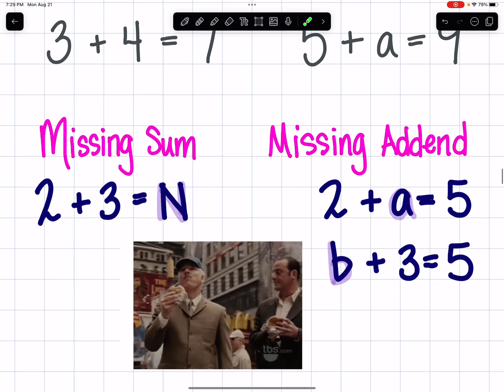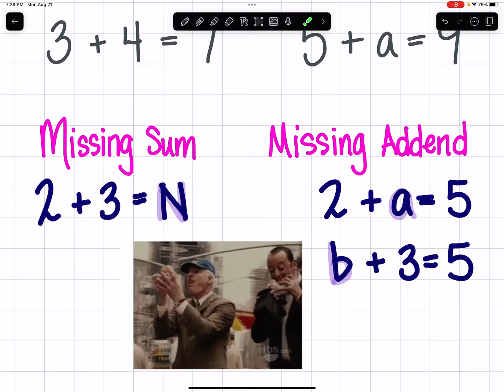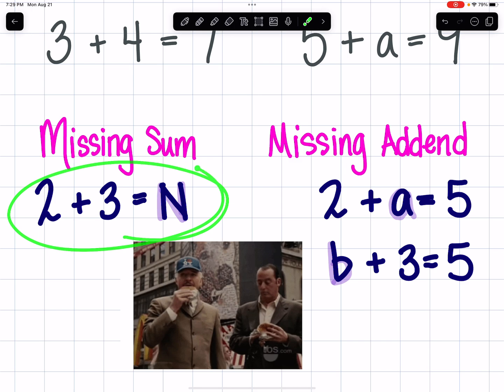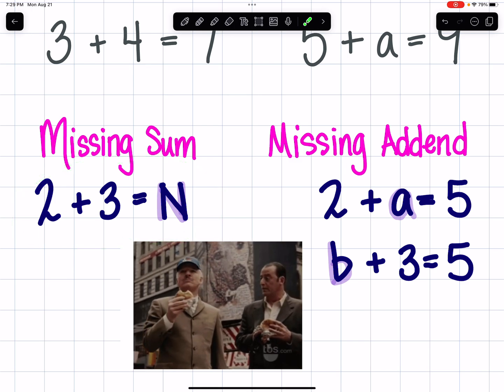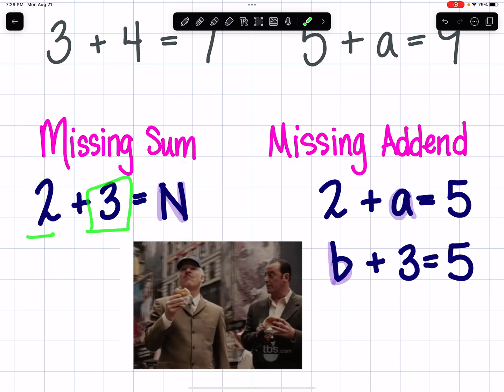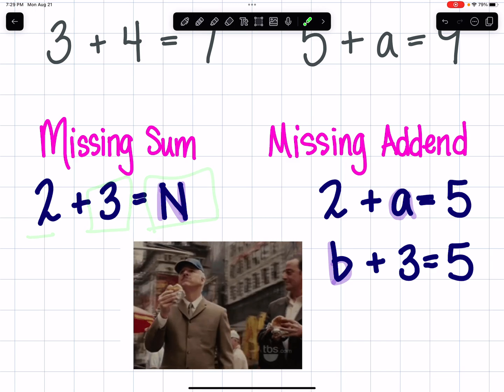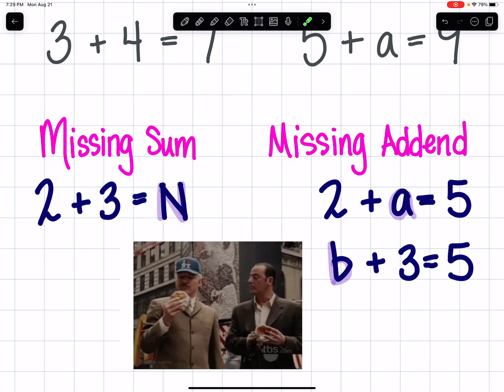Sometimes we encounter addition equations where the sum is missing. Here's an example of where the sum is missing. Remember, this is an addend, this is an addend, this is the sum. So then all you have to do is really add those together.